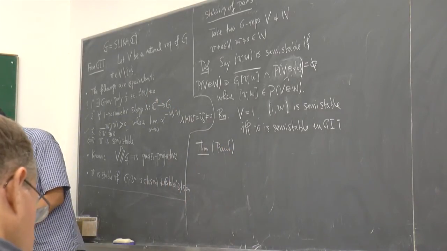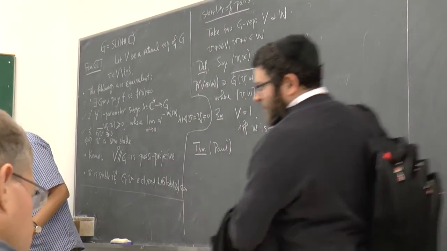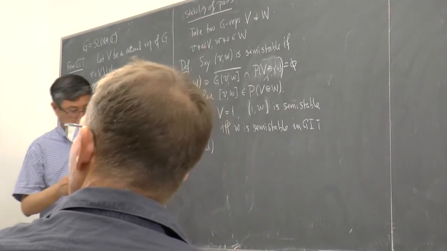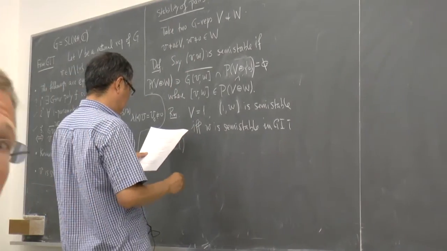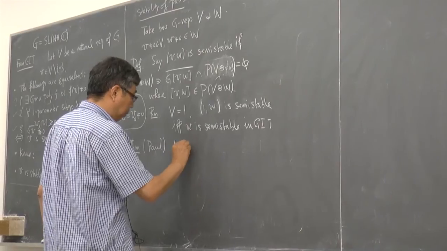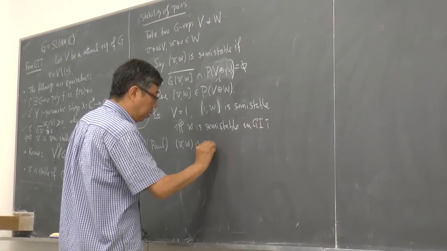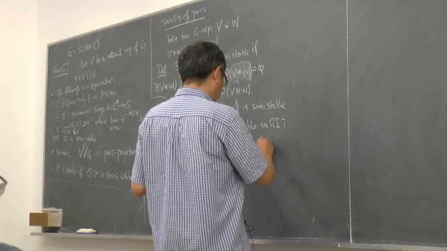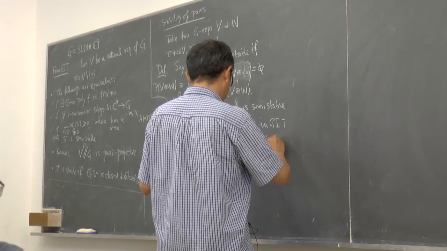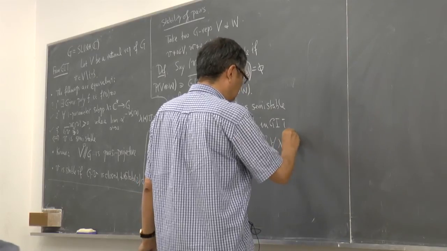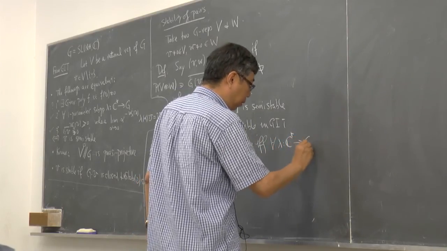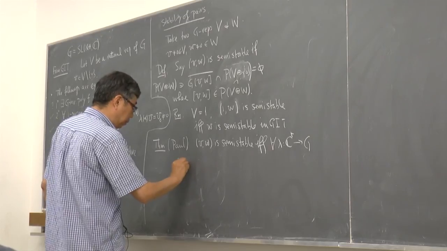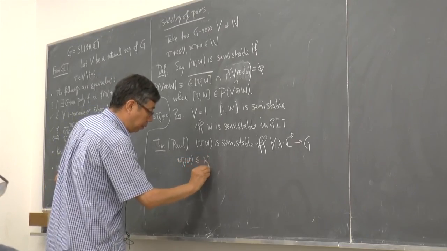So this theorem says the following. Take V, W as above. Then V, W is semi-stable if and only if for any lambda from C star, by lambda I mean a one-parameter subgroup, okay, one-parameter subgroup, lambda W is less than or equal to V.